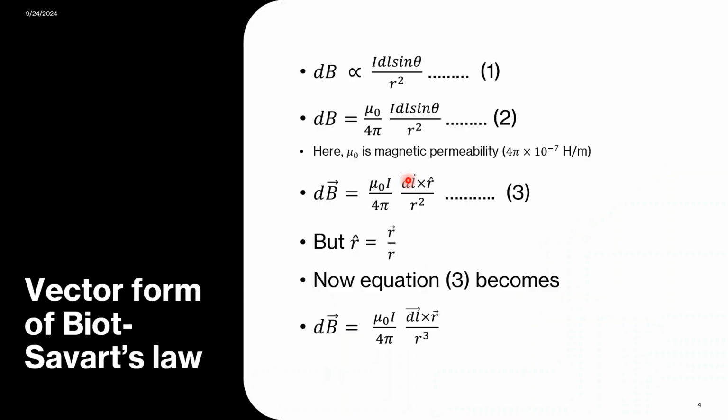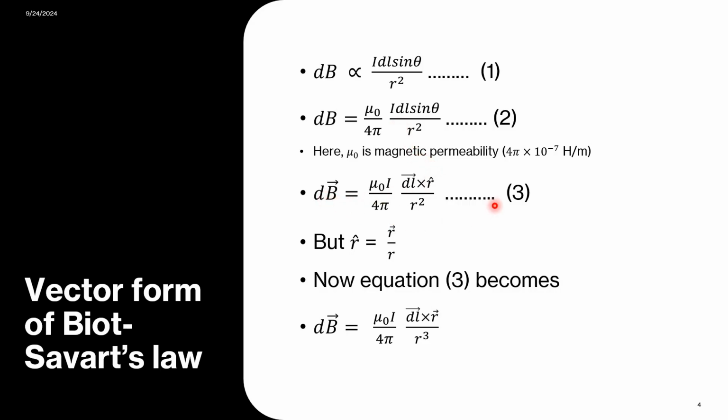Now we have presented the entire thing in terms of equation 1. See here, dB is directly proportional to I dl sin theta, and inversely proportional to r square. To remove the proportionality sign, we have introduced a constant mu naught divided by 4 pi. Here mu naught is our magnetic permeability, and its value is 4 pi into 10 power minus 7 henries per meter.